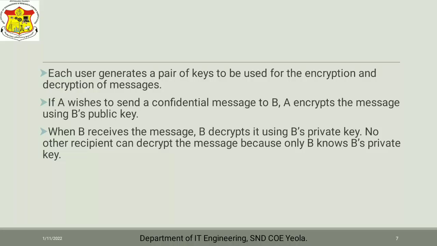As I said, each user generates a pair of keys, the first for encryption and the second for decryption: the public key and the private key. The public key is used for encryption and the private key is used for decryption. If A wishes to send a confidential message to B, then A encrypts the message using B's public key. When B receives the message, B decrypts it using B's private key. No other recipient can decrypt the message because only B knows B's own private key.